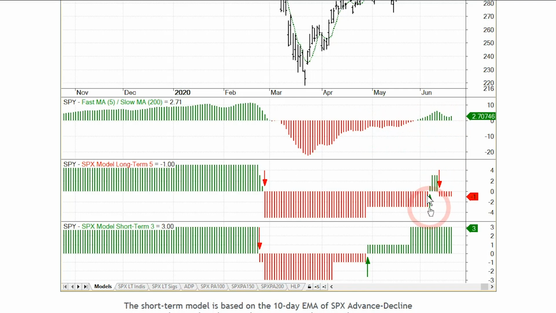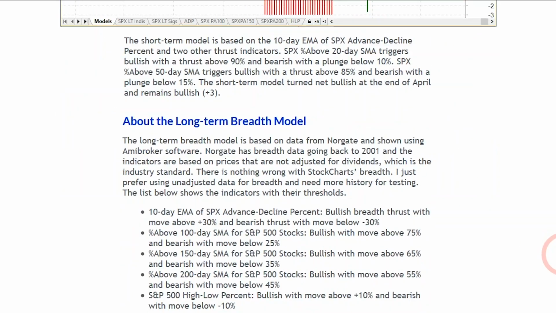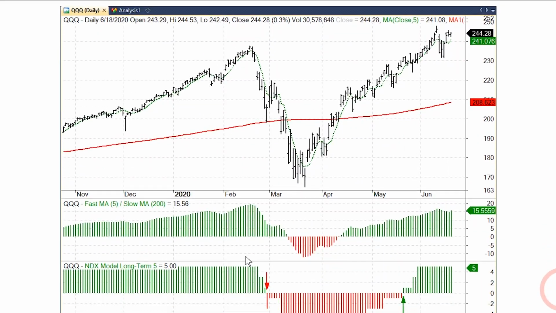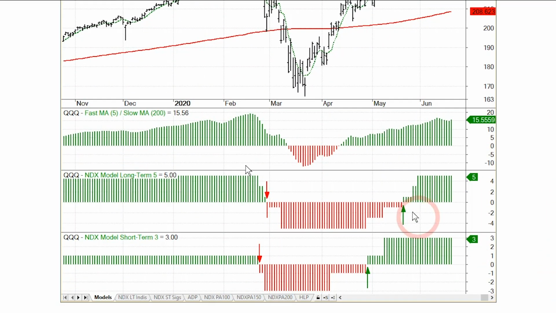But the breadth model had a bit of a flip. It got bullish for a few days, 4 days, and then flipped back to bearish. And it's currently on a bearish signal for the S&P 500. But I broke it down and looked at the NASDAQ 100, and the NASDAQ 100 breadth model turned bullish in mid-May and remains bullish. And there's also a short-term model, and the short-term model turned bullish in late April and remains bullish.